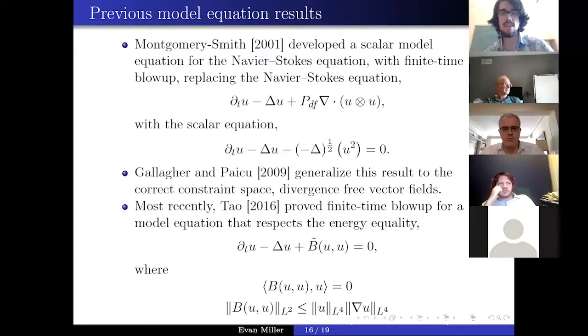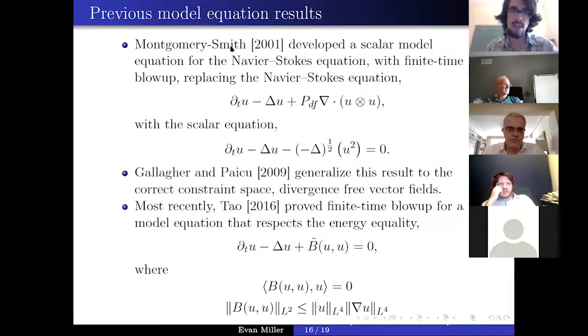And Gallagher and Paicu generalize this result to the correct constraint space, divergence-free vector fields. But it still has the same flavor as a scalar model equation. It doesn't really have the structure of Navier-Stokes in most ways beyond the same scaling laws. But by changing the Fourier multiplier a little bit and getting a matrix of multipliers, you can generalize the scalar blowup model to a blowup model that works for divergence-free vector fields as well.